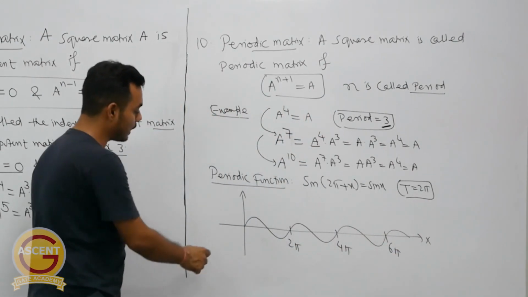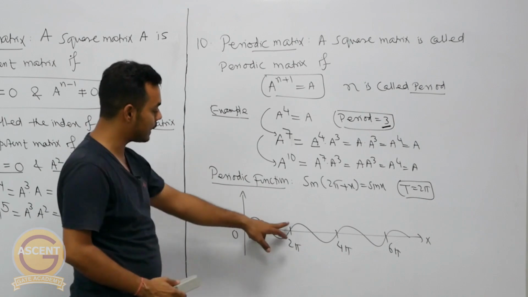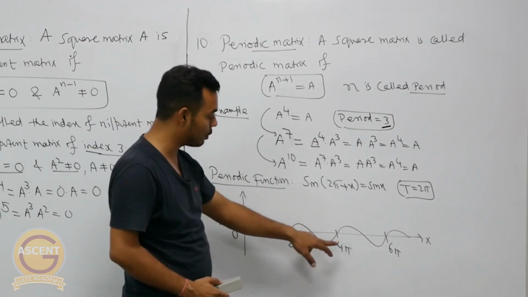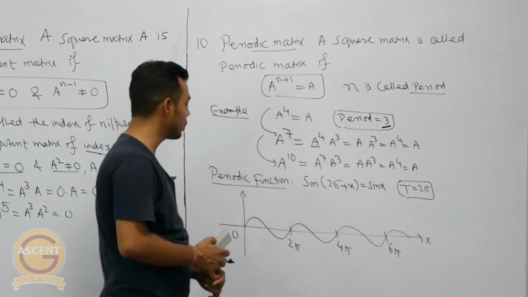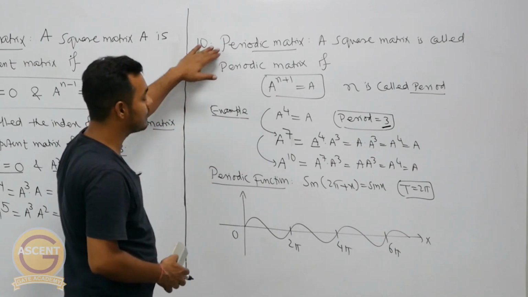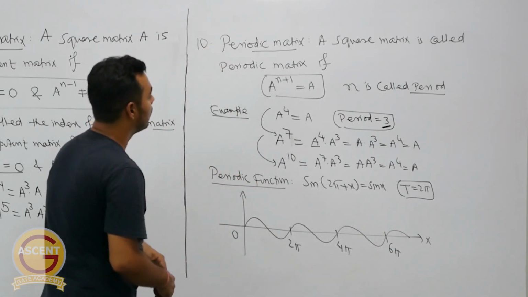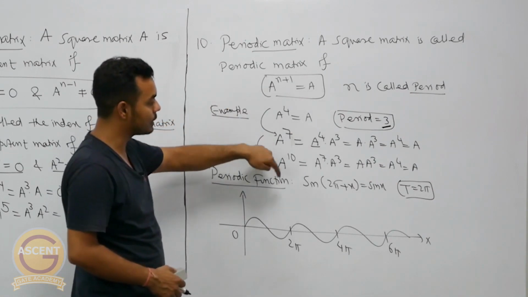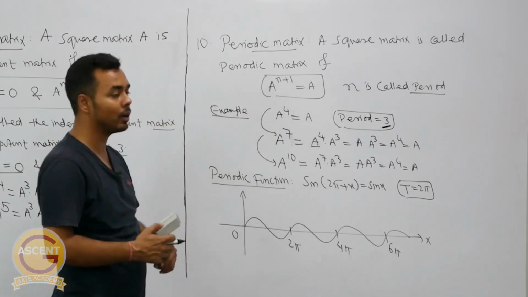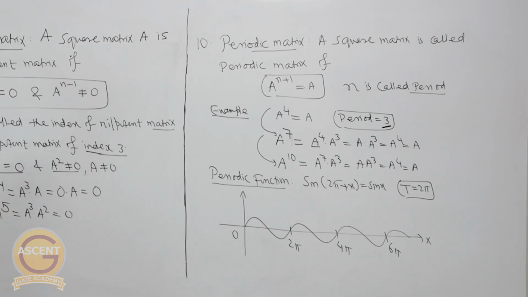So you can see that the graph between 0 to 2 pi is exactly the same as the graph between 2 pi to 4 pi, 4 pi to 6 pi, and so on. So the name periodic matrix is also derived from here, that after every 3 you are getting the same matrix, and therefore this A is a periodic matrix. So these were 10 basic types of matrices. Now after this we'll take some problems based on the different types of matrices that we have seen.